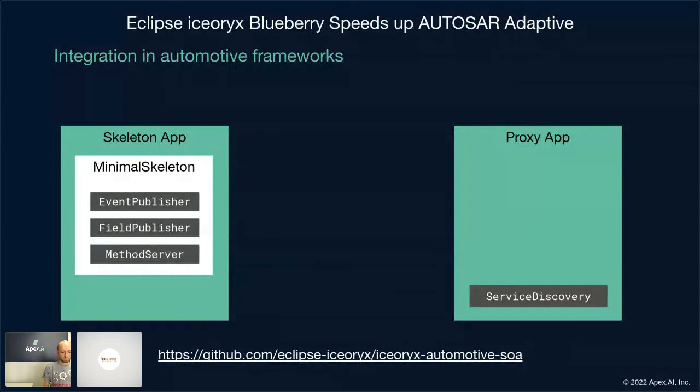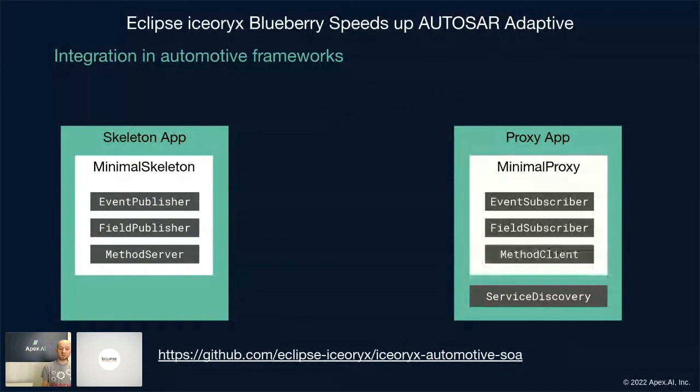Well, first, of course, our proxy application needs to discover the service minimal skeleton. And in AUTOSAR, a service is always defined as a package of different entities. So here, event, field, and method. And we use the service discovery to discover it. And once we've discovered it, once the skeleton application has started, we can create our respective minimal proxy object, which has these respective entities. So the event subscriber, field subscriber, and the method client.